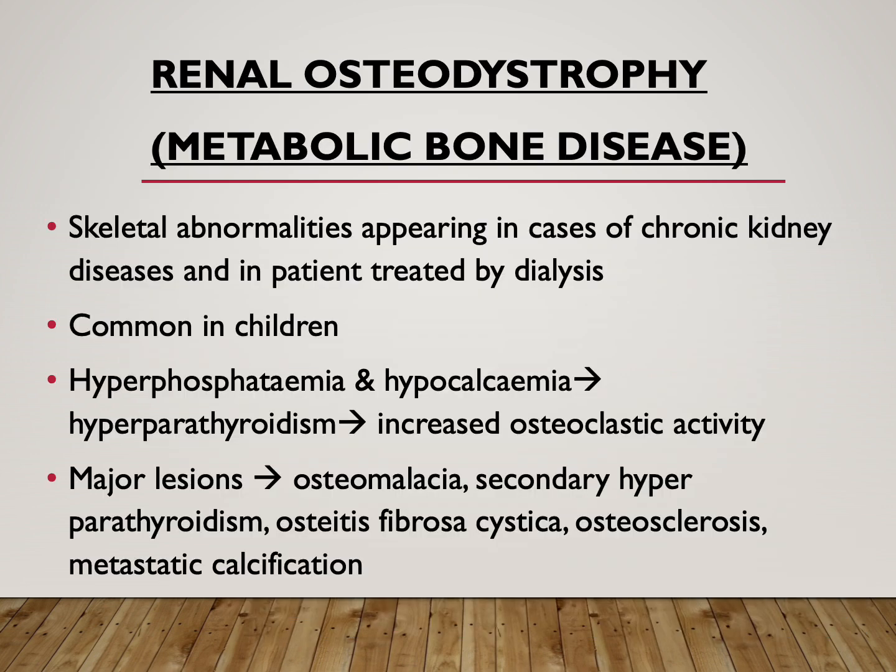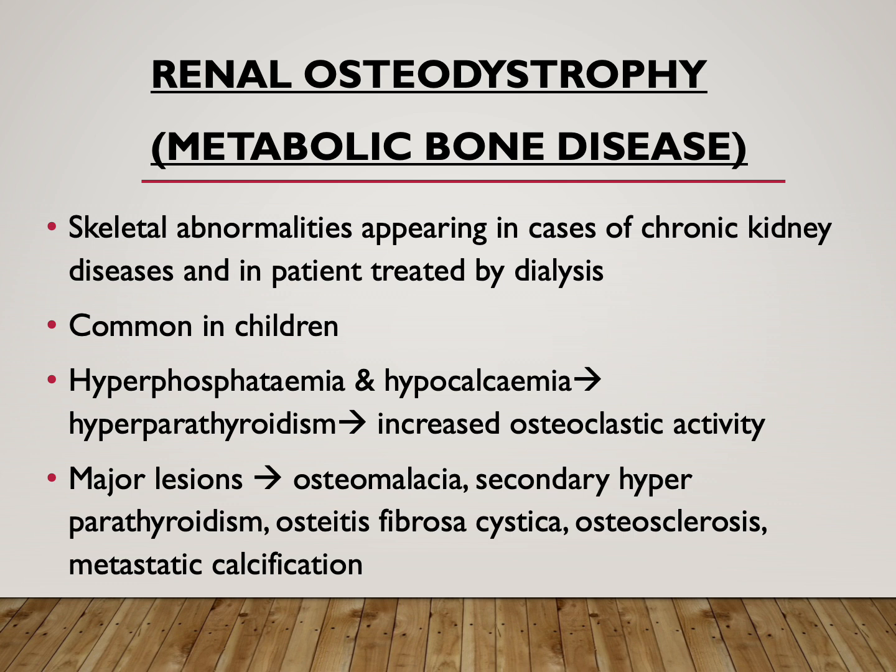Next, coming to renal osteodystrophy. So what is renal osteodystrophy? Skeletal abnormalities appearing in cases of chronic kidney disease and in patients who are already on treatment by dialysis. It is most commonly seen in children. There is hyperphosphatemia and hypocalcemia which will lead to hyperparathyroidism. That in turn will lead to increased osteoclastic activity.